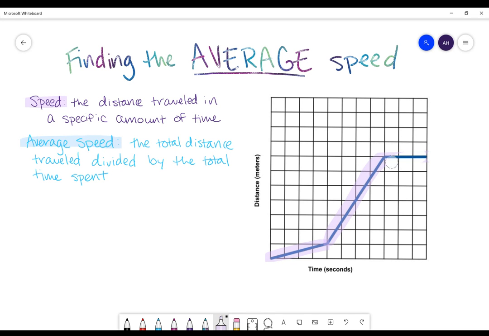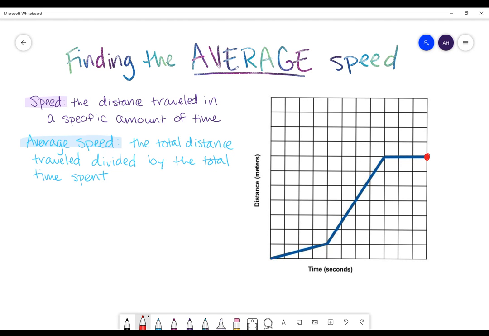Now, if I'm talking about the average speed, I'm talking about the total distance traveled divided by the total time spent. So instead of drawing a triangle where I find 2 points, I'm not going to be drawing my triangle. I am going to take the total distance that the object traveled. So I'm going to mark that over here on the graph. The total distance is the highest that it travels over here on the graph. So that's total distance divided by the total amount of time spent.